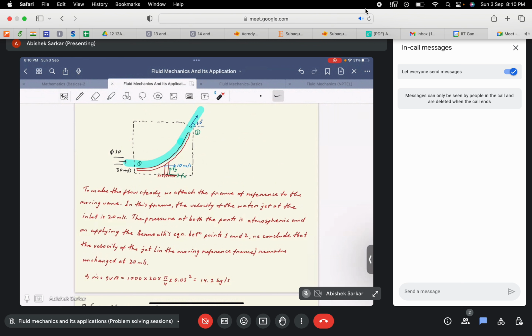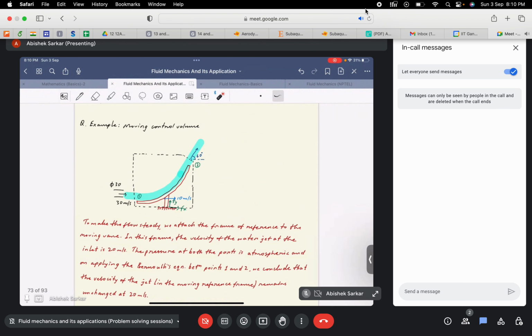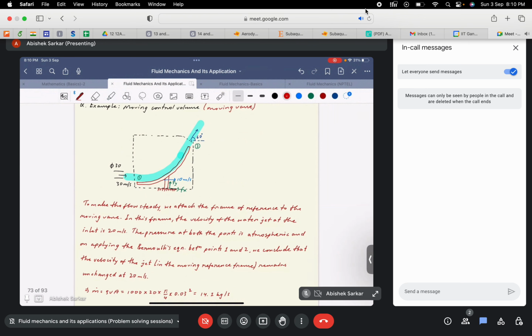So an ideal way of dealing with problems of moving vanes is to attach the control volume with the vane, or the surface at which the vane is attached, so that now the problem becomes steady, because with respect to the frame of reference that you have chosen, the control volume is stationary, right?